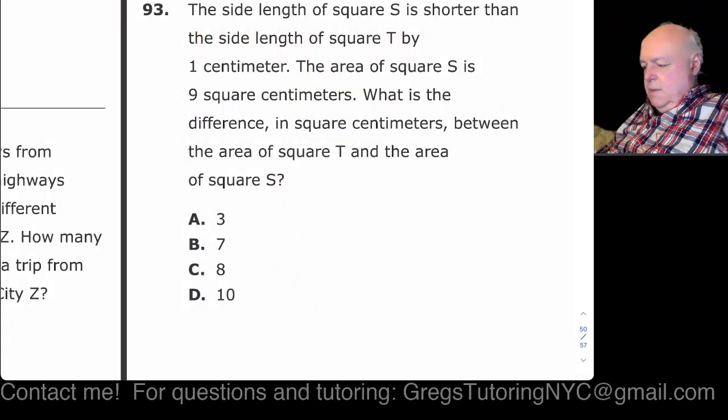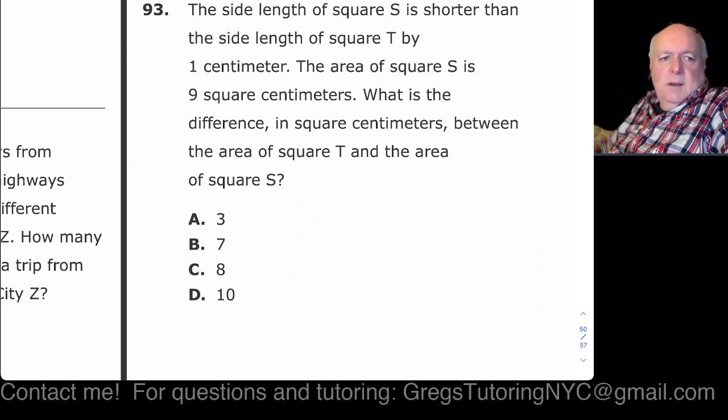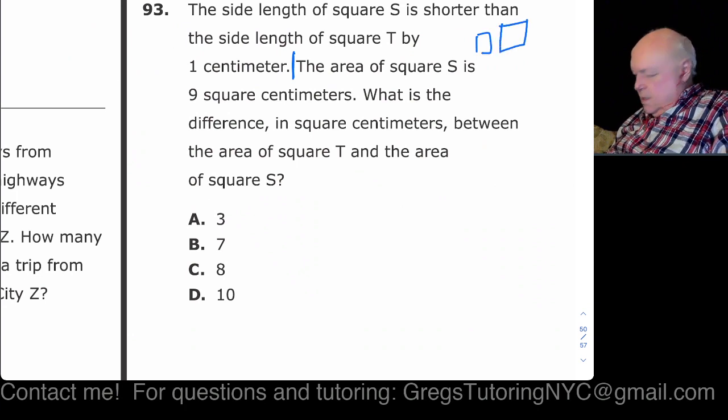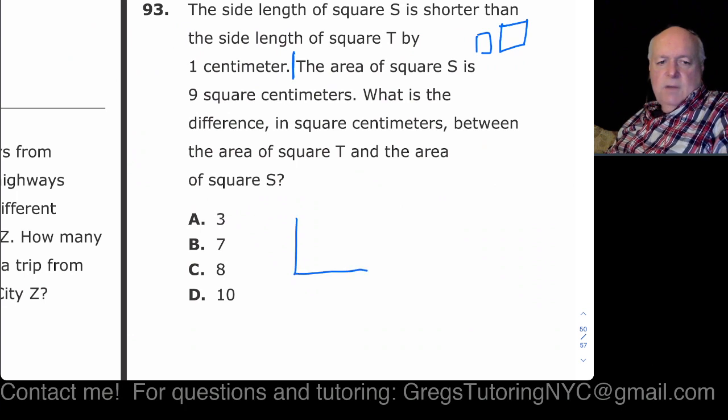Let me bring that up on my tablet here. Okay, so the side length of square S is shorter than the side length of square T by 1 centimeter. So I can draw them side by side. I can put an S here and maybe put T here to visualize it. What I'm going to do though is basically draw them inside of each other, so we can try to get a sense of the scale, if you will.